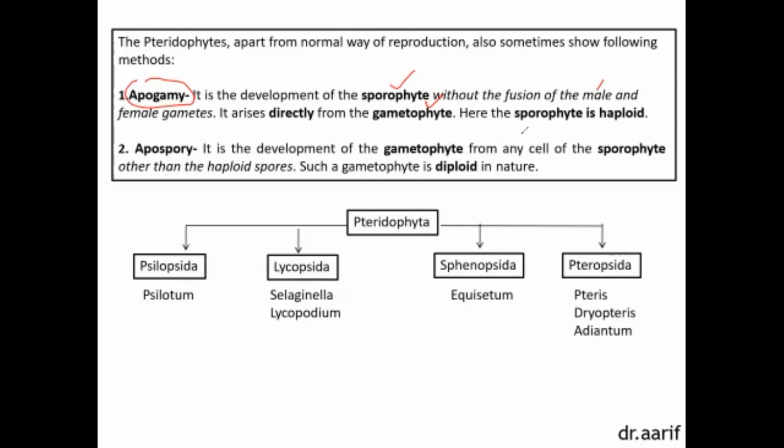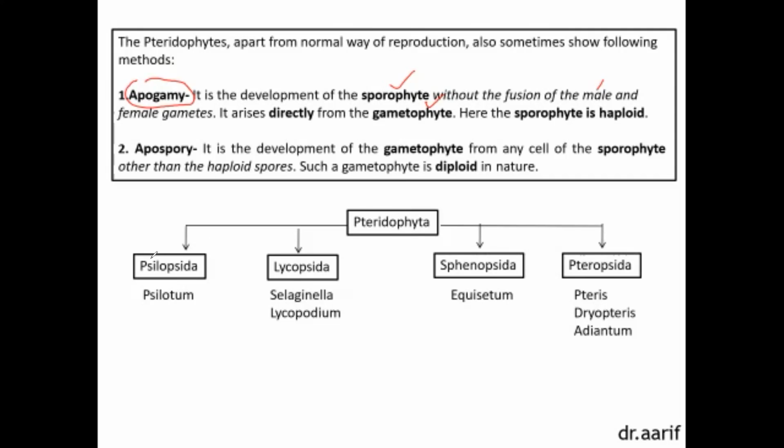आणि अपोस्पोरी म्हणजे काय तर it is the development of gametophyte from any cell of sporophyte other than the haploid spores. म्हणजे ज्यावेळी हॅप्लॉइड स्पोर्स सोडून कोणत्याही दुसऱ्या सेल पासून गॅमेटोफाइट तयार होतो त्याला आपण अपोस्पोरी म्हणतो. And such gametophyte is diploid. आता डिप्लॉइड हा का असणार कारण ज्या सेल पासून तयार झाला ती सेलच मुळात डिप्लॉइड आहे. त्यानंतर pteridophyte जे आहेत which is going to show following examples.